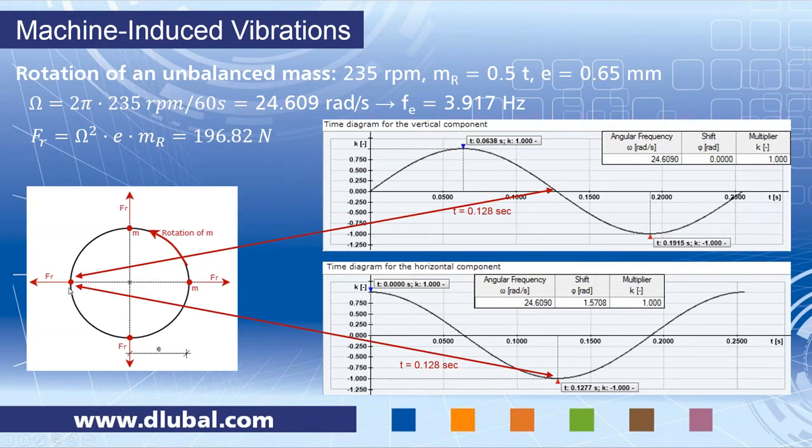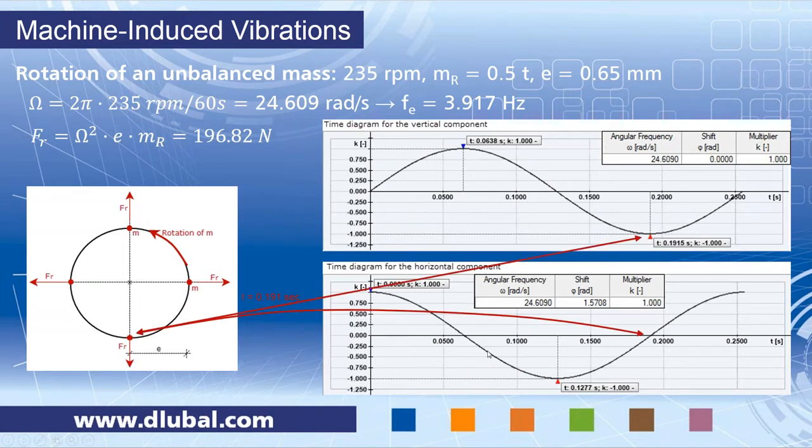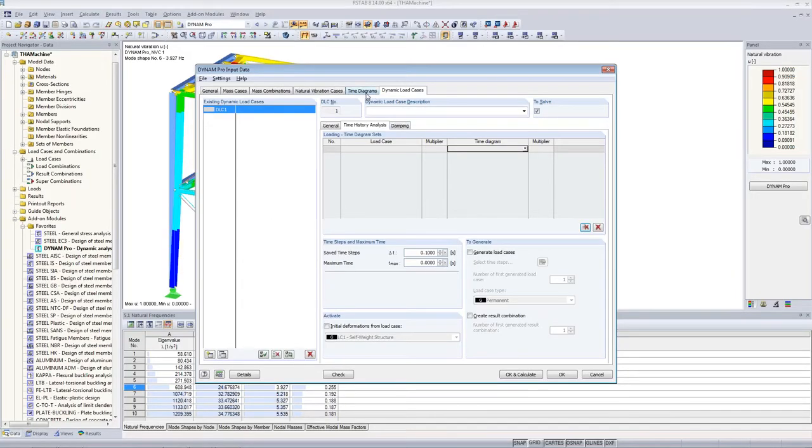Here we have a negative horizontal component and a 0 vertical component. And at the bottom of the circle, we have a negative vertical component and a 0 horizontal component, and so on, rotating along. So we are going back to RSTAB and defining this in the program. So we have to define load cases first.